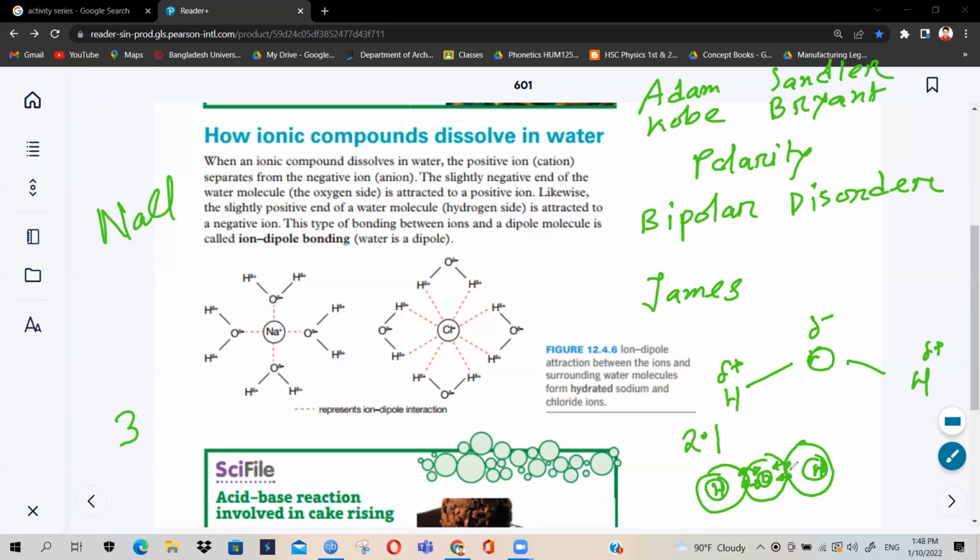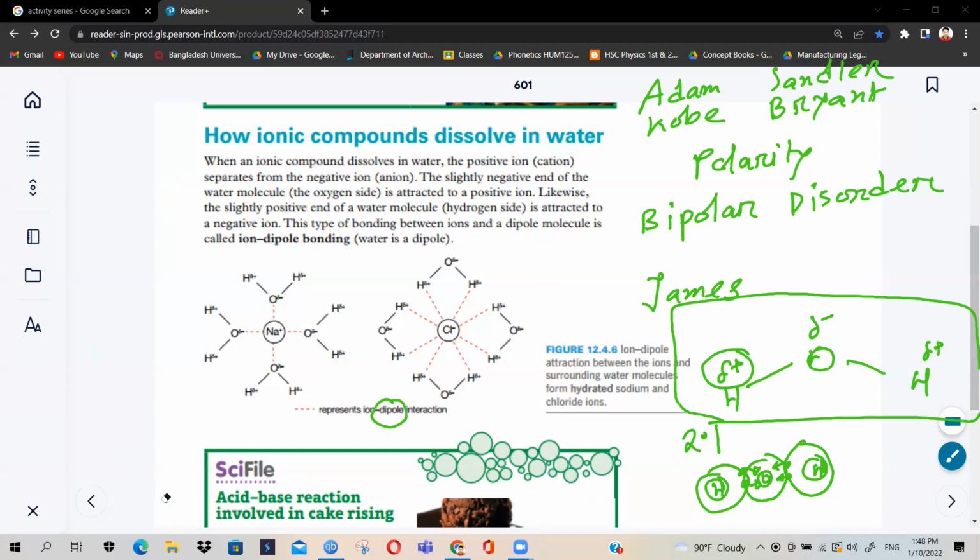oxygen becomes partially negative and hydrogen becomes partially positive. In the same compound, we are saying there is an electronegative side and also an electropositive side. So this phenomenon is known as polarity, or dipole. Polarity or dipole, you could say dipole.